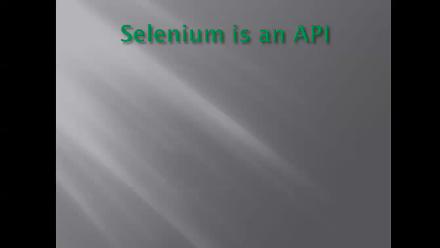Now, what is an API? So guys, an API is basically a set of libraries which contains the definition of classes and the methods, which helps us in interacting with our web application or the application under test.